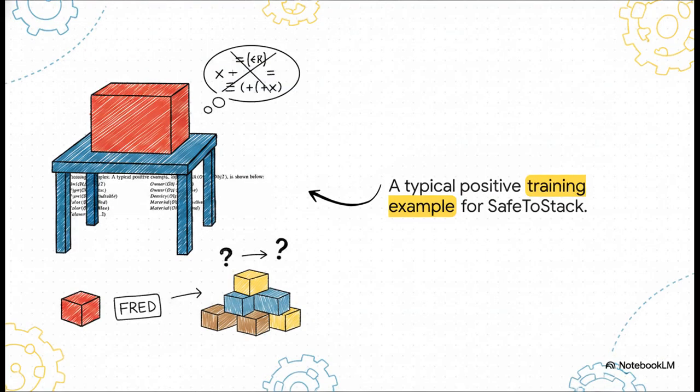Imagine we feed the system a positive training example. We tell it, hey, it is indeed safe to stack this red cardboard box on top of that blue wooden end table. Now, if we were using purely inductive learning, the system might actually get a bit confused here. It might start guessing, oh, maybe it's safe to stack because the box is red, or maybe it's safe because a guy named Fred owns it. It just doesn't know which attributes actually matter because it completely lacks context.